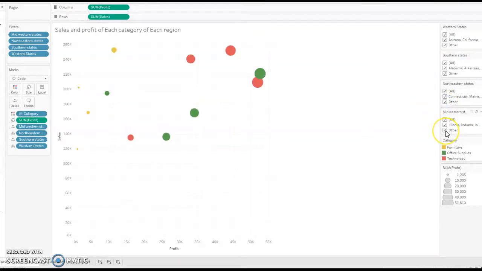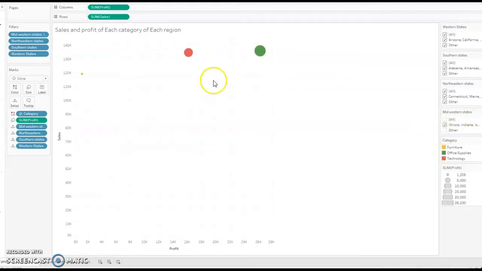Now we're going to check the midwestern states, and in this region we can see that the office supplies is higher than the technology in terms of sales and profit, but the technology is a close second. And again the furniture, even though the sales of furniture is really good here, the profit is really poor.